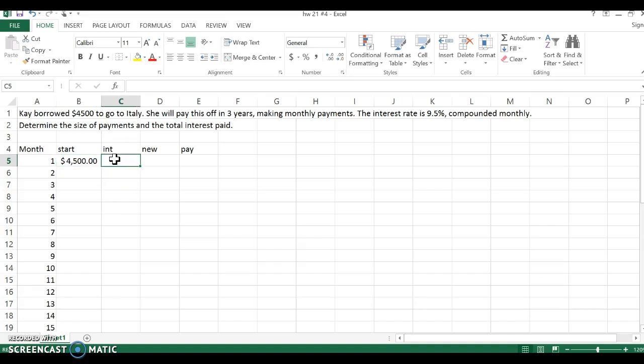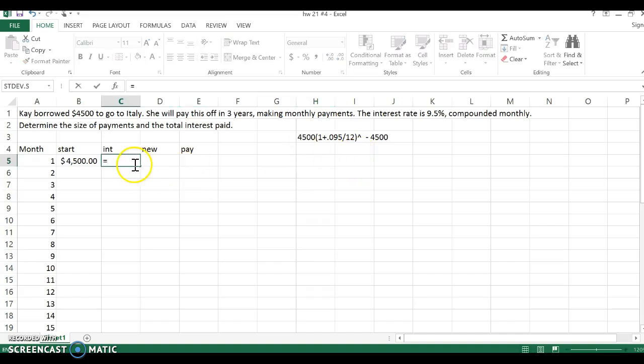Now, interest. How much is Kay paying on interest? Well, it's 9.5%, compounded monthly. So if you think about the formula for this, the compound formula would look like this: 1 plus the interest, 0.095 divided by 12, and then raised to a power. That would give us our total balance. But we would then want to subtract the 4,500 because the 4,500 is the principal. We don't want to know the principal. We want to know the interest. So you have to take away the 4,500 that you started with.